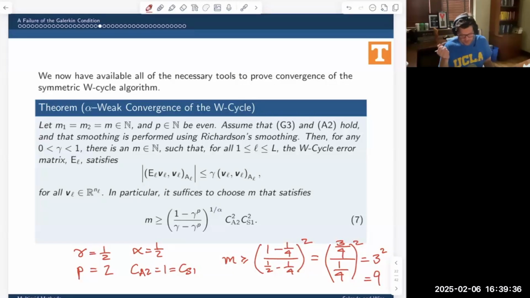smoothing operations, pre and post, in order to guarantee that we're going to get convergence. So will 9 work? Well, according to our theory, it should work. As long as we have m greater than or equal to this number, in this case 9, then we're going to get convergence. So hopefully we show all of this as we're doing this proof.